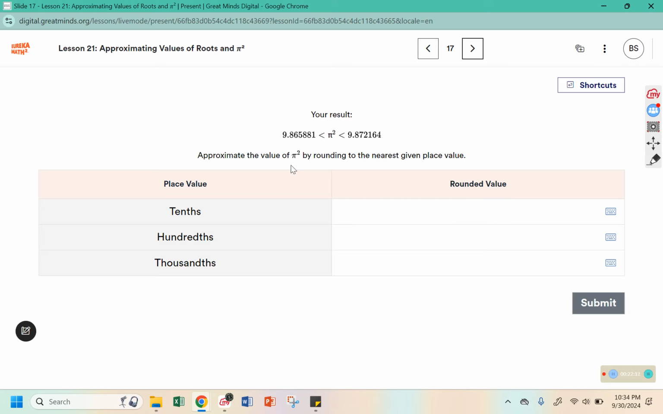All right, approximate the value of pi squared by rounding to the nearest places given. The tenths. The 6 would round this up to a 9. The 7 would round that up to a 9. So it's around 9.9. Hundredths. The 5 rounds that 6 up to a 7. The 2 keeps it at a 7, so 9.87. Thousandths. The 8 would make this say 866. And then this one would say 872. But again, we don't know, so I'm going to use the lower end because I can always make it higher.